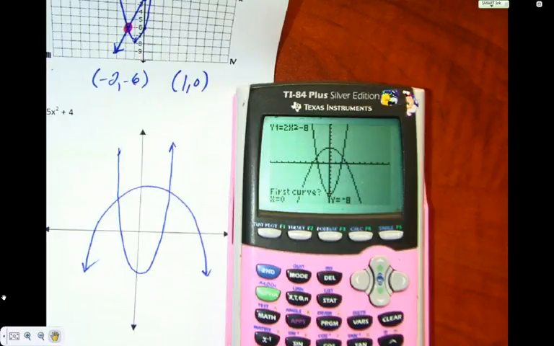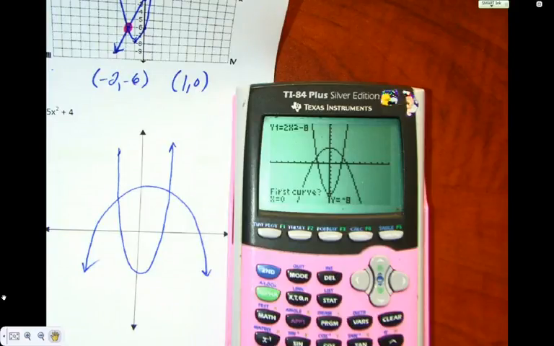Now, it's going to ask you 3 questions, just like it usually does. It's going to ask first curve, and you say yes or no, and then second curve, yes or no, and then it will say guess. The reason it does this is because sometimes later on you might have 3 or 4 different equations, and the calculator needs to know which are the 2 you want it to look at.